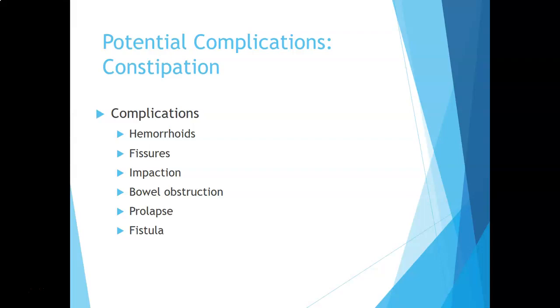Rectal prolapse occurs when the intestine actually protrudes from the anus. Straining to have a bowel movement can cause a small amount of the rectum to stretch and protrude outside of the anus. And then a fistula can also develop with chronic constipation. This is a tunnel basically that leads from one space to another. So if we're talking about constipation, a tunnel in this case would be probably from the rectum to either the bladder or the vagina, which is caused by trauma associated with severe constipation. So constipation is bad.